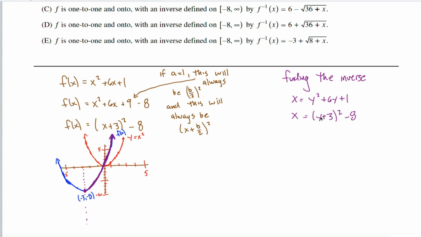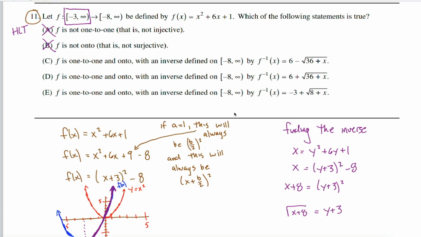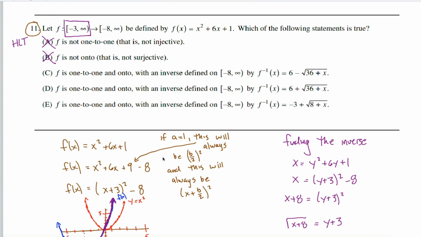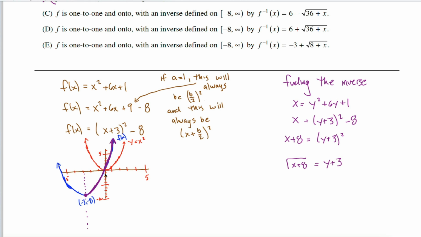Because I've only written the letter y one time, this is pretty easy to solve for y. Add 8 to both sides, I got x plus 8 is equal to y plus 3 squared. Take the square root of both sides of the equation. When you do that, you should put in a plus or minus. However, because of this restriction on the domain, we're considering the right half of this upward facing parabola. And what that means is we want the top half of a sideways facing parabola when we're considering the inverse.